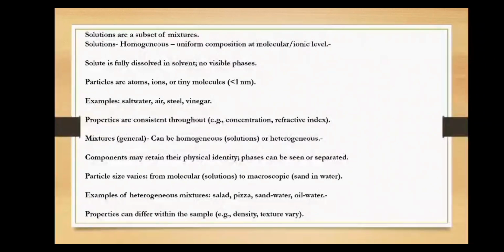Solution is a homogeneous and uniform composition at molecular or ionic level. Solute is fully dissolved in solvent, no visible phases. Particles are atoms, ions, or tiny molecules. Examples of these are salt water, air, steel, and vinegar. Properties are consistent throughout, for example concentration and refractive index.